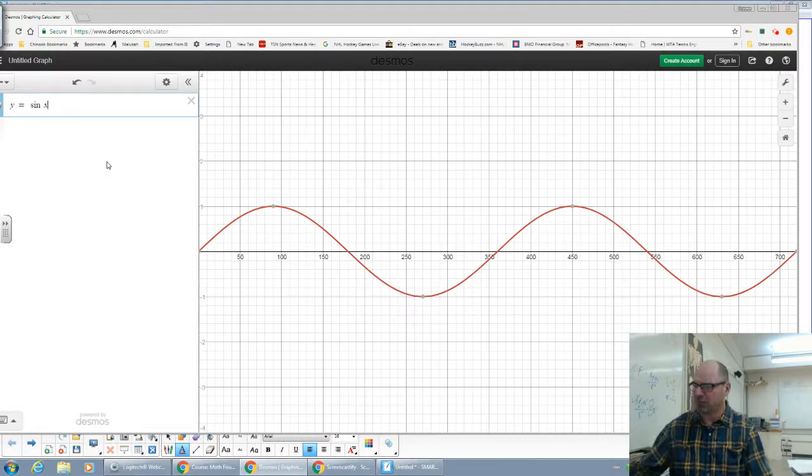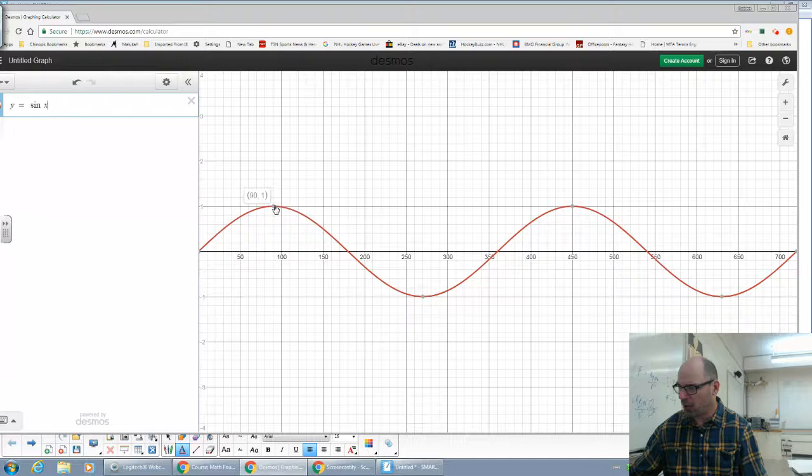Nicely done. It's going up. Here's our maximums at 1. Notice that there's 1 circle at 360 degrees and it does another circle, so it's repeating. There's 2 periods in here. It's going up to 1 and down to -1. It's crossing at the same place it always does. Here it's 0 and then 180 and then 360, and then it repeats itself in the same order. Okay, that's the sine graph.